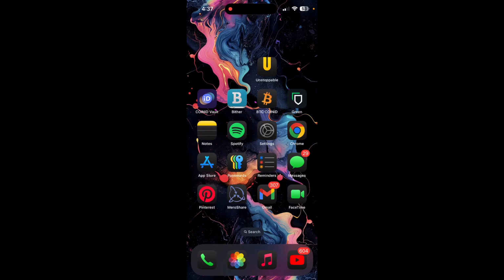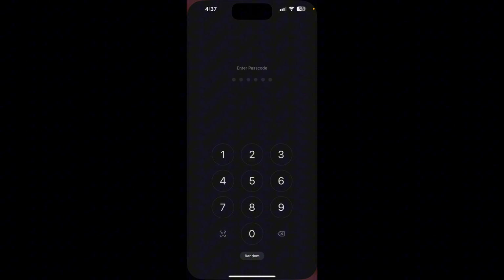In this video, we are going to learn how to understand wallet fees in Unstoppable Crypto Wallet. Understanding wallet fees in Unstoppable Crypto Wallet is crucial for managing your cryptocurrency transactions effectively. Here's how you can grasp the different types of fees associated with your wallet.